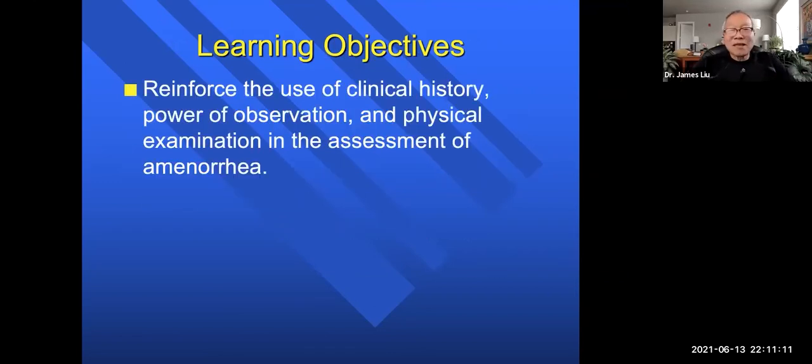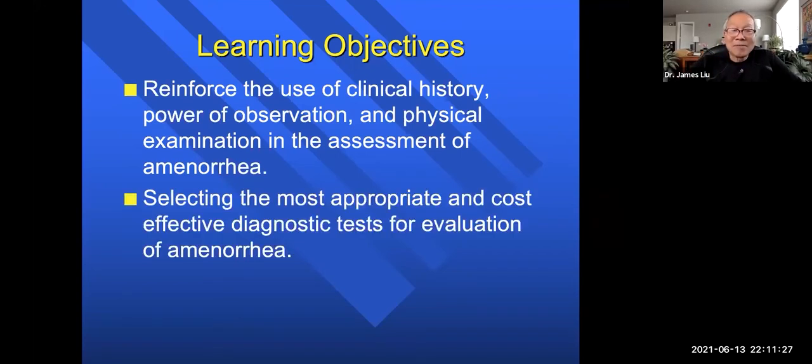Overall, the learning objectives are to use the clinical history, your own powers of observation, which may be underutilized, I think, in clinical medicine, and the physical examination in the assessment of amenorrhea. After you have gone over the history, observed the patient during the history and physical exam, then select the most appropriate and cost-effective approaches for the evaluation and come to a diagnosis.